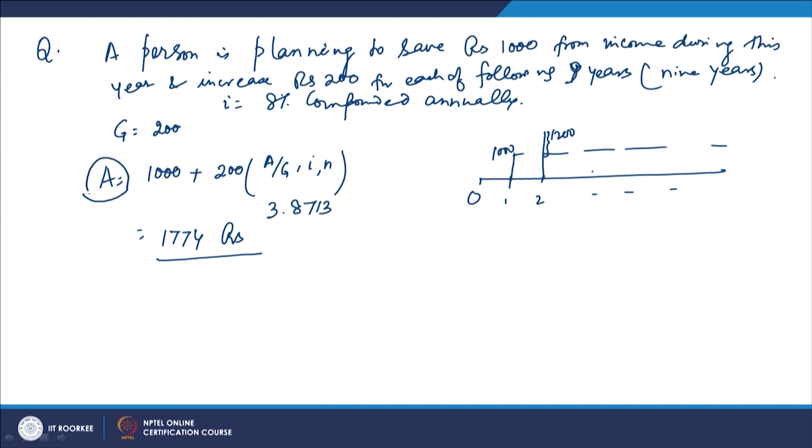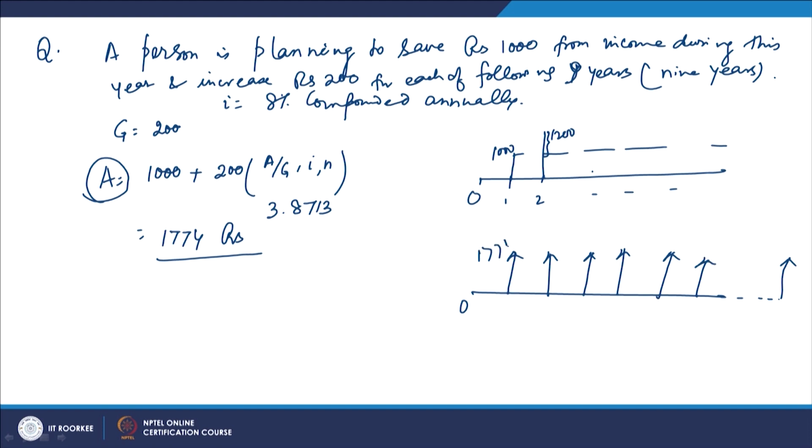So this is how you calculate for these arithmetic gradient series methods, and that way this is the equivalent annual series. So it will be the same as 1774 rupees, going up to n equal to 10. So basically this way you can equate this value.